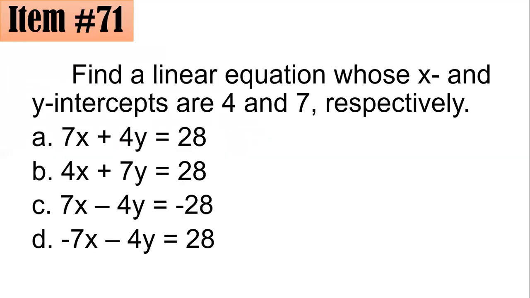71. Find a linear equation whose x and y intercepts are 4 and 7 respectively. Did you go for A, B, C, or D?